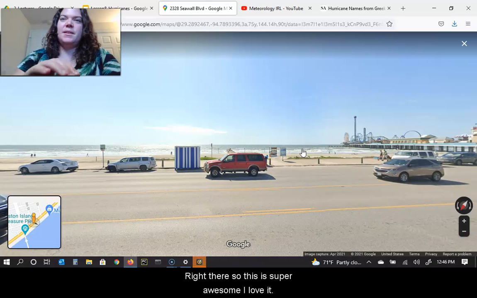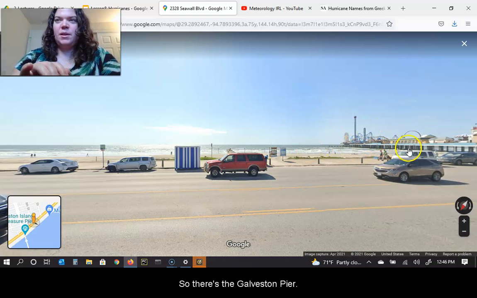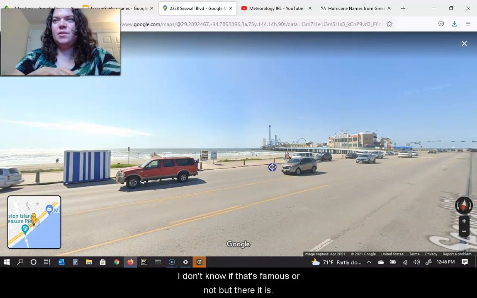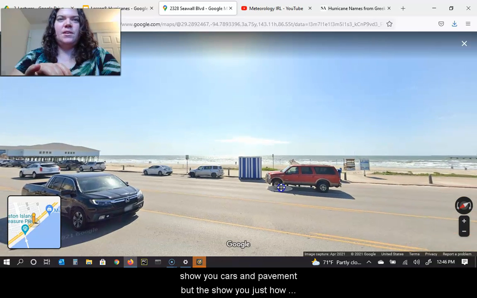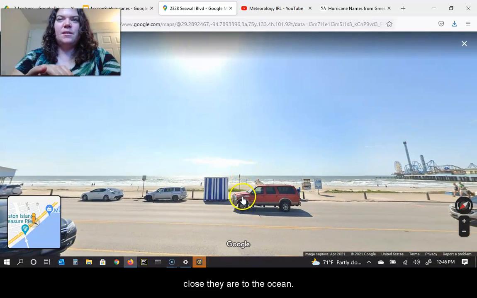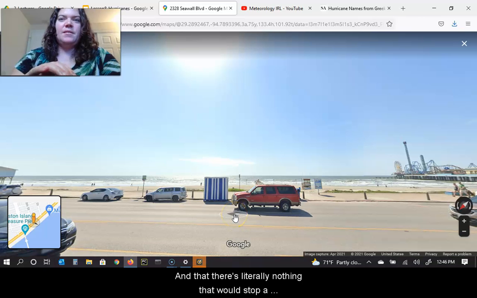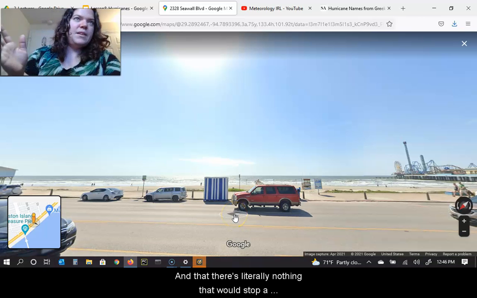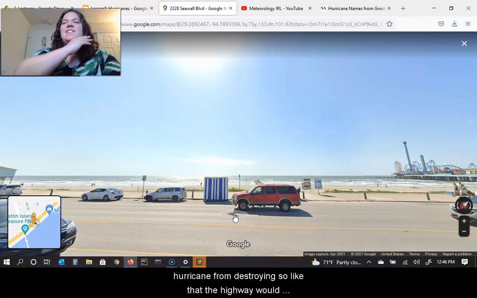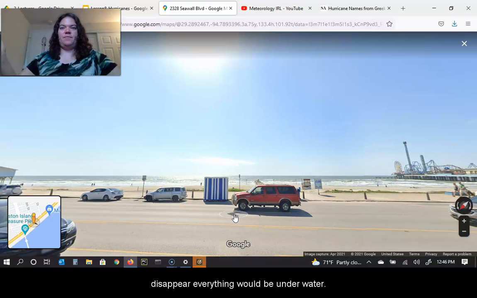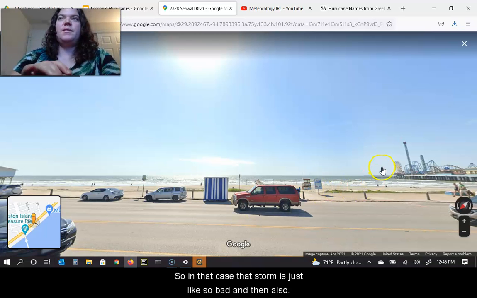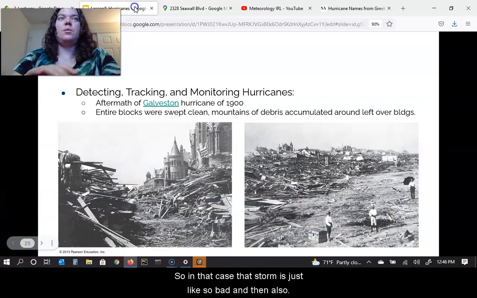So this is super awesome. I love this. So there's the Galveston Pier. I don't know if that's famous or not, but there it is. And anyway, the point of showing you this is not to show you cars and pavement, but to show you just how close they are to the ocean and that there's literally nothing that would stop a hurricane from destroying everything. So the storm surge would just come over this and the highway would disappear, everything would be underwater. So in that case, that storm was just so bad.